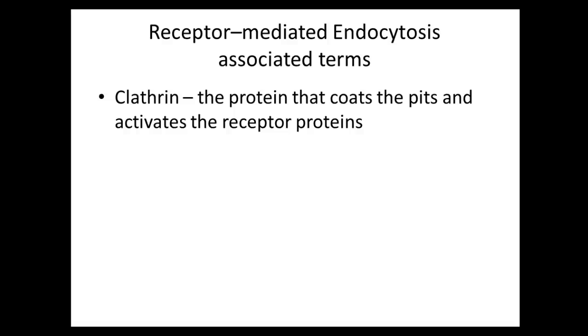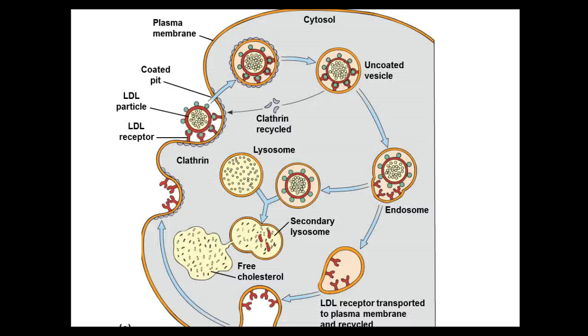Okay, we have the term clathrin, also associated with the receptor-mediated endocytosis. So clathrin, this is the protein that coats the pits, the inside of the plasma membrane in these pits, and it activates those receptor proteins. So here's the diagram from your textbook showing this idea. And let's just start right here.